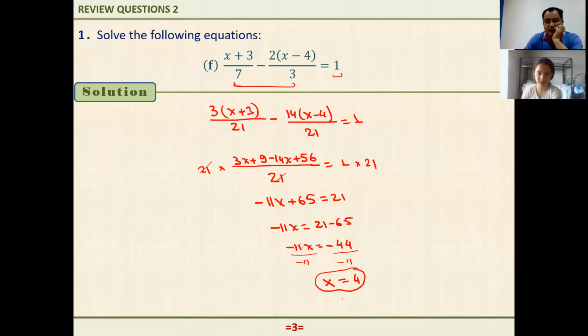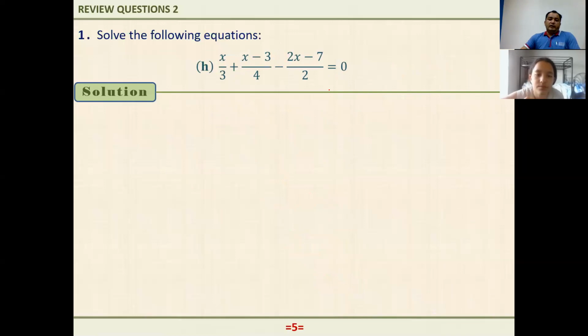So that is the solution, right? That means that if you substitute for this, it will be equal to 1. Check this. For example, if x is 4, 4 plus 3 is 7 over 7, minus 2 times 4 minus 4. 4 minus 4 is 0, over 3, equals 7 over 7, which is 1, minus 2 times 0, which is 0. That's equal to 1. Is 1 equal to 1? Yes. So that's the solution. Okay? All right.